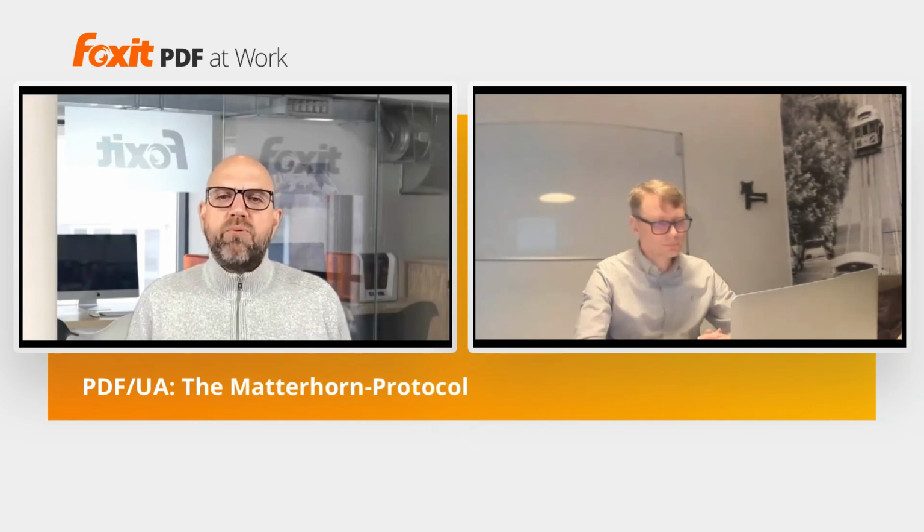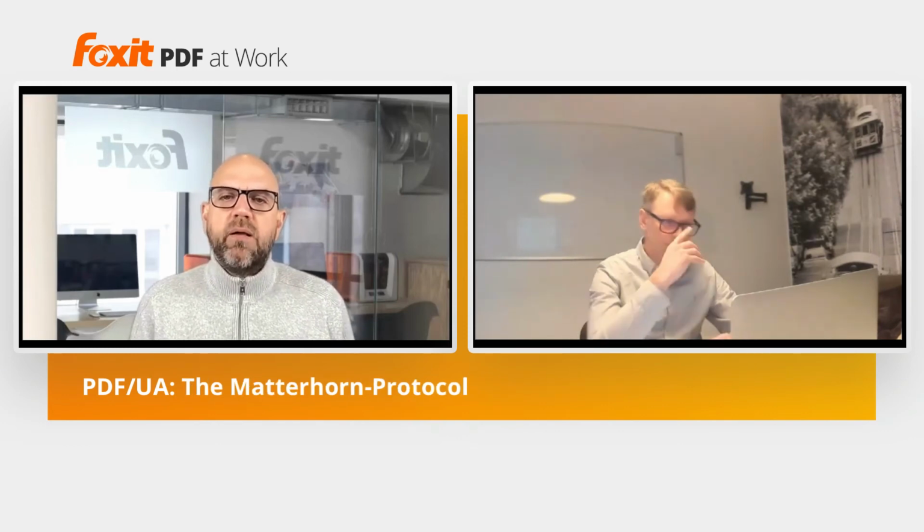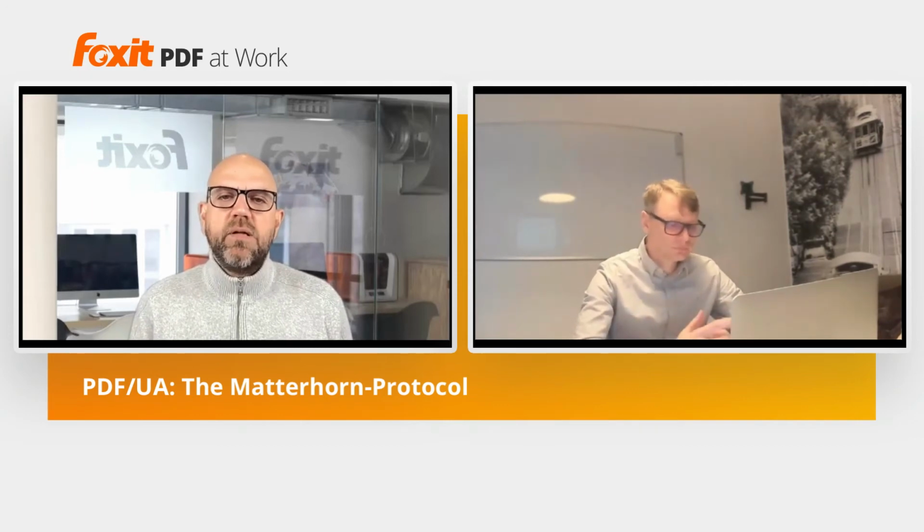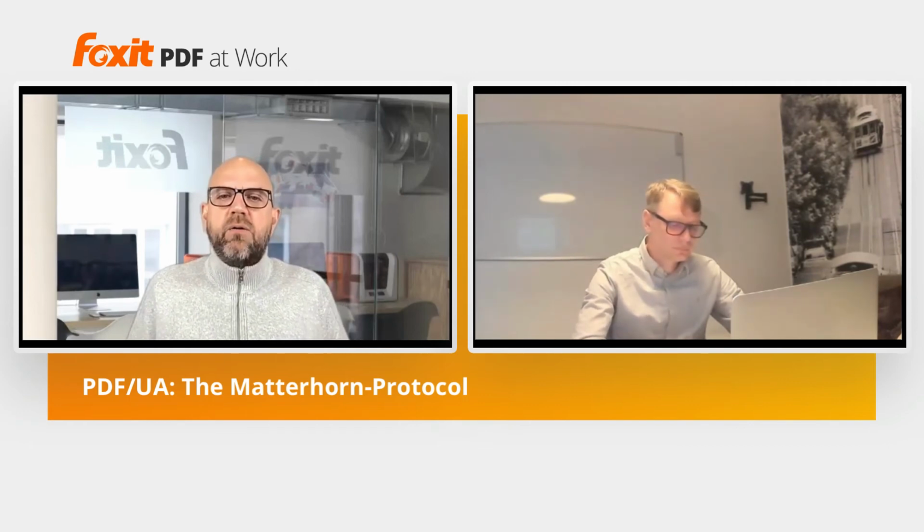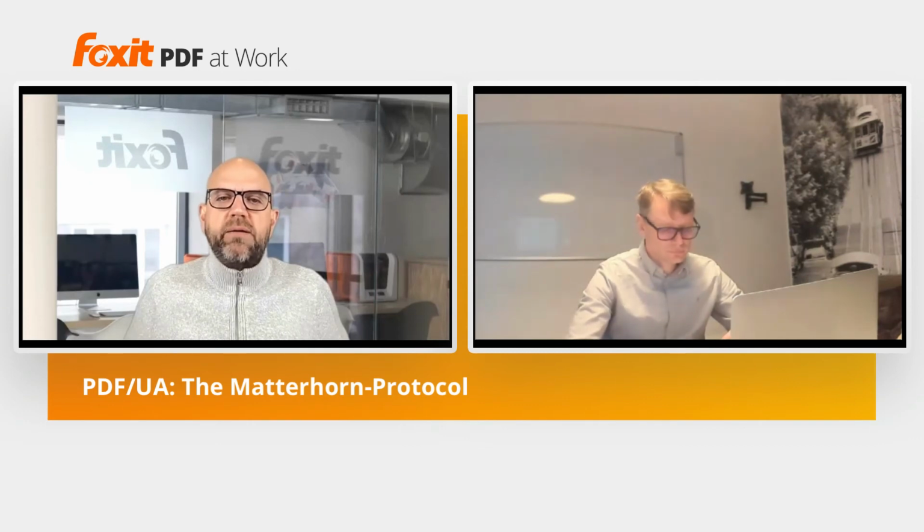There's the Matterhorn protocol, which is about whether or not a document is well tagged. It's done by the PDF Association. If I remember correctly, it's 136 rules in there, or checkpoints, to say, if you follow these rules, then your PDF is most likely PDF UA compliant, or let's say accessible. But again, there's a whole lot of these rules that are not checkable by machines because it's semantic, right?